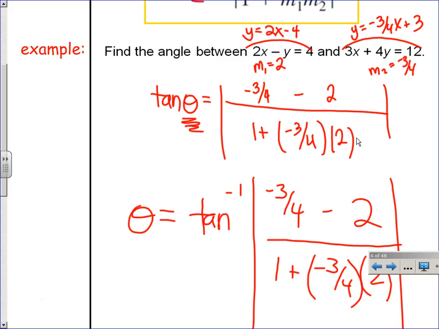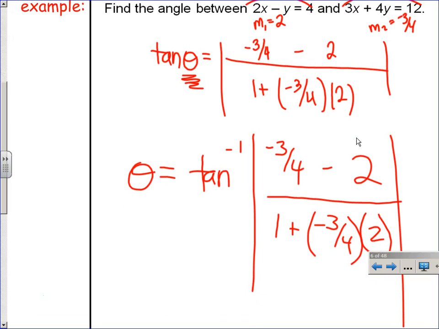Wait a minute. No, I didn't do any math, right? This is still negative 3/4 minus 2. I didn't do any of that. And then this is still 1 plus, and I didn't do any of that. What was the difference between this one and this one? Oh, yeah. And how do you move tangent? Tangent inverse, not dividing, not weird square rooting, but tangent inverse, right? Lauren?